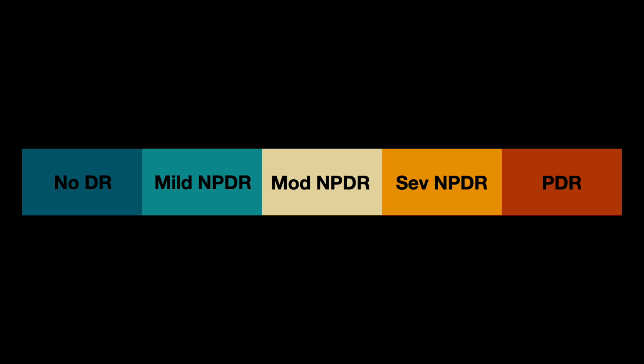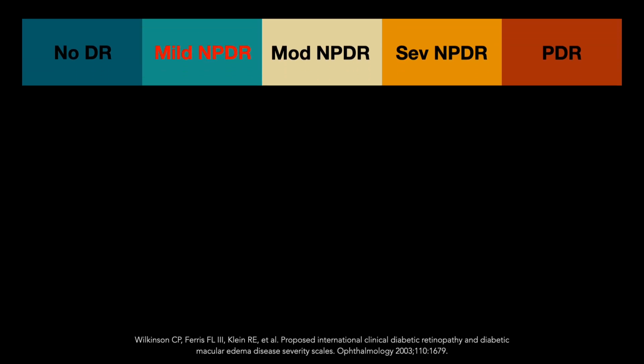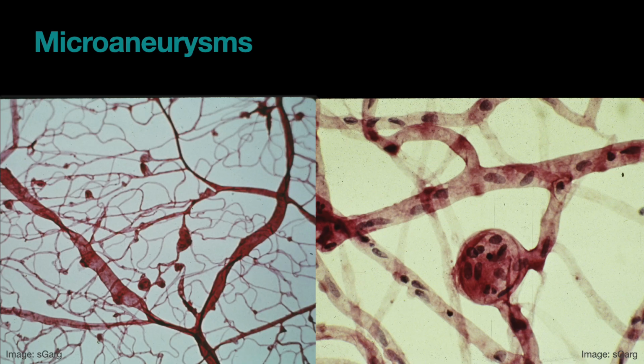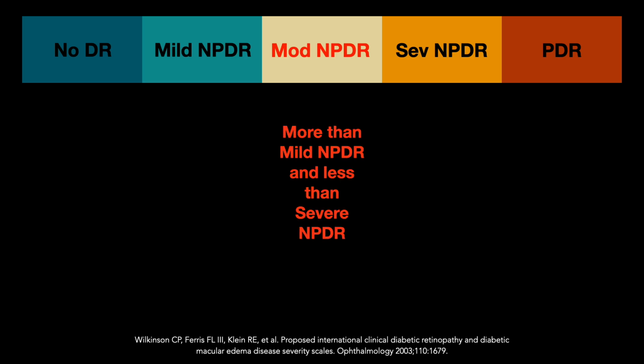Here's your spectrum of diabetic retinopathy, and we're going to hit on the definitions. So mild NPDR, think for a moment, how do we define it? There's a couple different ways. I like the easy way, that's MAs only. Here's some microaneurysms on pathology. How do we define moderate NPDR? Really easily, more than mild, less than severe.